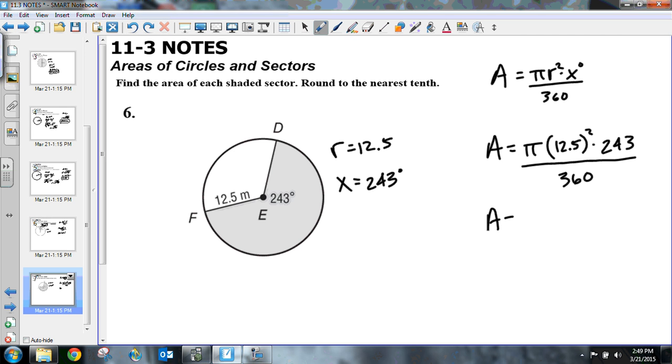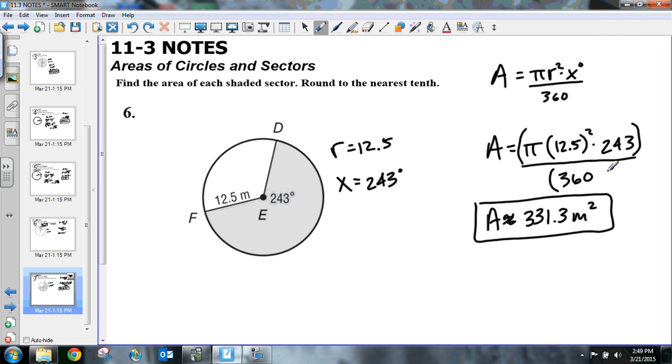Okay, and if I plug that into my calculator, I end up getting an approximate value, sorry, I keep doing that, 331.3 meters squared. So, if you're having trouble getting this number, play around with this. Really what you need to make sure you have here, guys, is when you put this in the calculator, you need to make sure that you have parentheses around your numerator and your denominator. That's what's going to help you get these values. So make sure you do that.